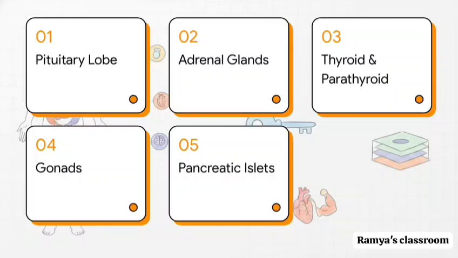Here's our roadmap for today's explainer. 1. The master command, the pituitary lobe. 2. Stress management, the adrenal glands. 3. Metabolism control, the thyroid and parathyroids. 4. Reproduction, the gonads. And 5. Blood sugar, the pancreatic islets.